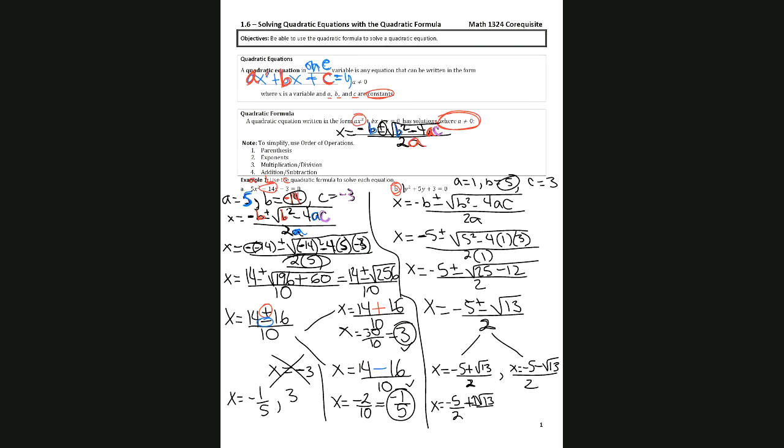Note that you cannot divide, for example, if you had the square root of 14, you cannot divide 14 by 2, because one is inside the square root and the other one isn't. So the other one will be negative 5 divided by 2, and then minus the square root of 13 divided by 2. So that is just the same two solutions written in a different way by splitting the fraction.